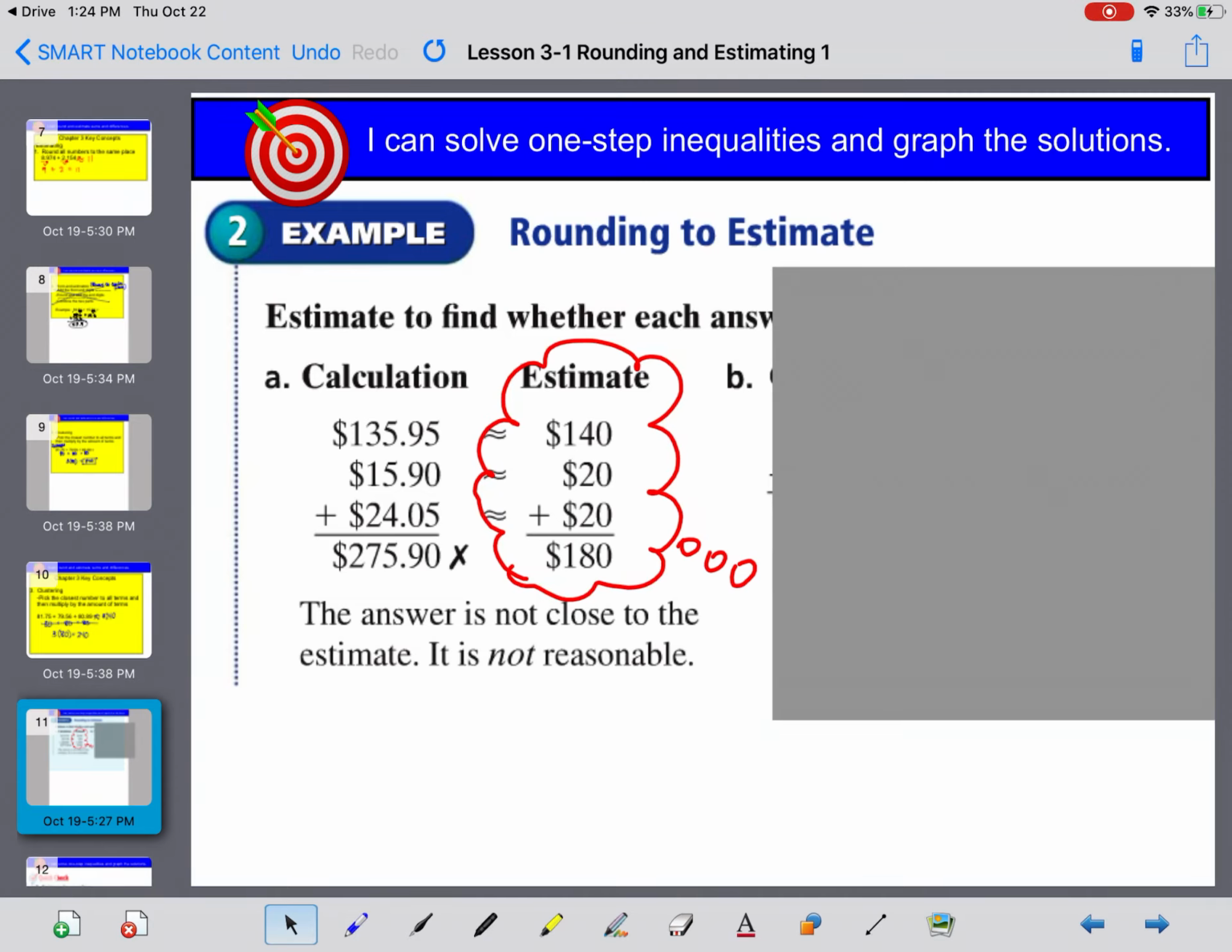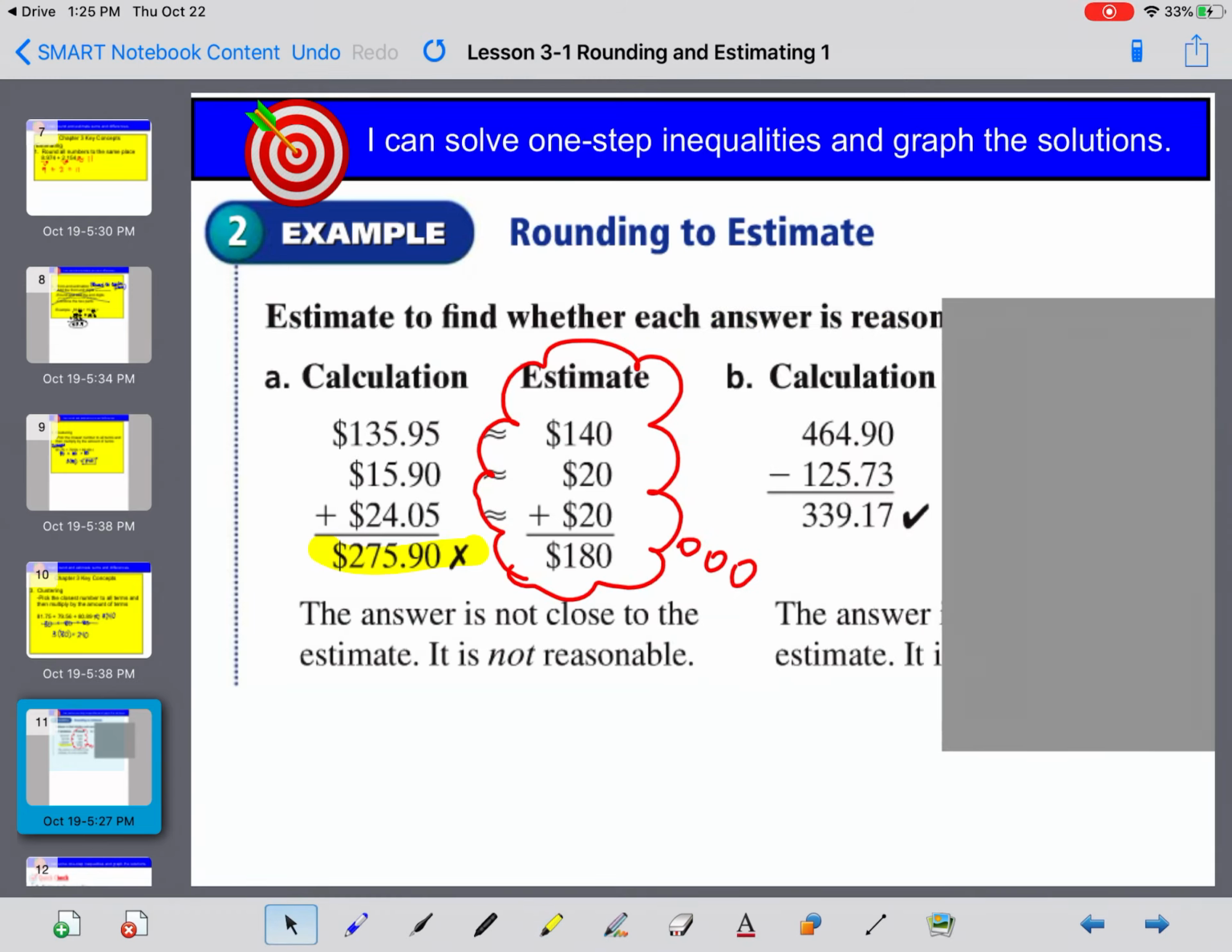But when using estimation, notice I drew a little think bubble around there because this is what's going on in your brain. So in your brain, you say, well, 135 is close to 140, $15.90 is close to 20, $24.05 is close to 20. I can easily add those three in my head and I get about $180. If my total calculation is not close to $180, then my answer is not reasonable and I need to redo my math. In this case, this is not reasonable. I did something wrong and I need to go back and fix it.